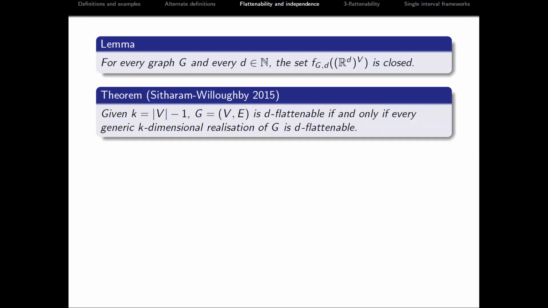Deflattenable if and only if every generic realization is deflattenable. Yeah. So if it's not deflattenable, then there's a generic k-dimensional realization that's not deflattenable. Is that what that's saying? Yep. So it can't be the case that you have to contract in order to get a witness. Right, because a generic point won't have a 0 length edge. Right. Yeah. Okay.